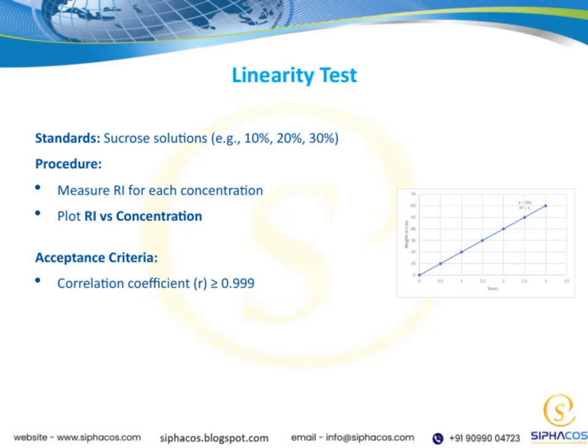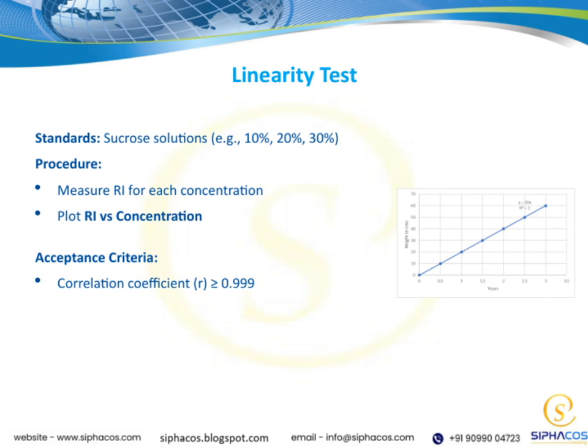Now, let's talk about the linearity test. When we're evaluating the method's performance, we start with standards, which in this case are sucrose solutions at different concentrations, such as 10%, 20%, and 30%. These standards help us determine if our measurement system responds proportionally to changes in concentration. The procedure involves measuring the refractive index, or RI, for each of these concentrations.